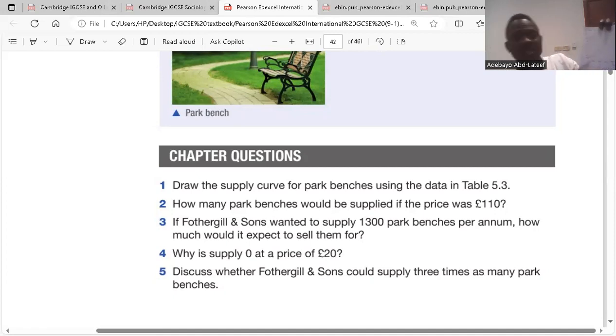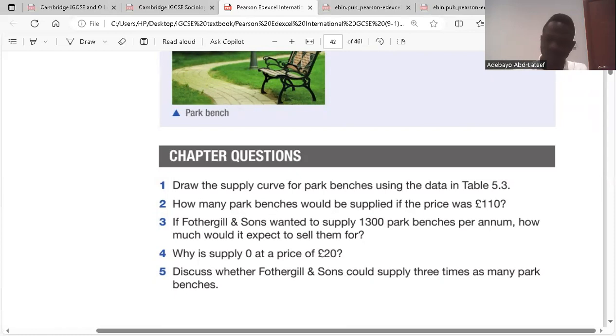Clear? Yes. And the third question says, if Fodder-Gill and Sons want to supply 1,300 park benches per annum, that's per year, how much would it expect to sell them for? 1,300 is in between 1,200 and 1,400. So we trace it up to the supply curve, then 150. There is 150. I think it's clear.